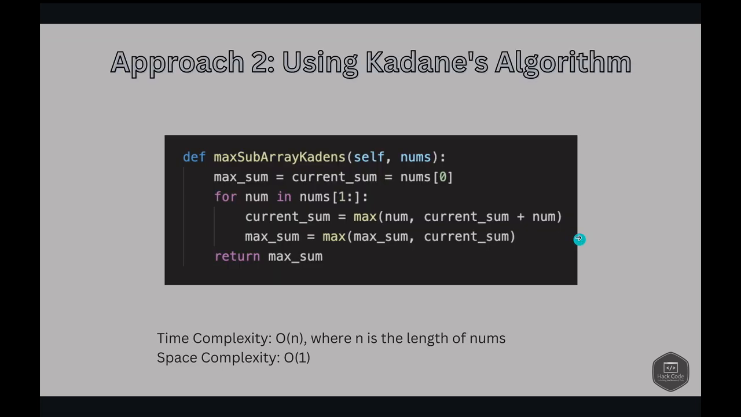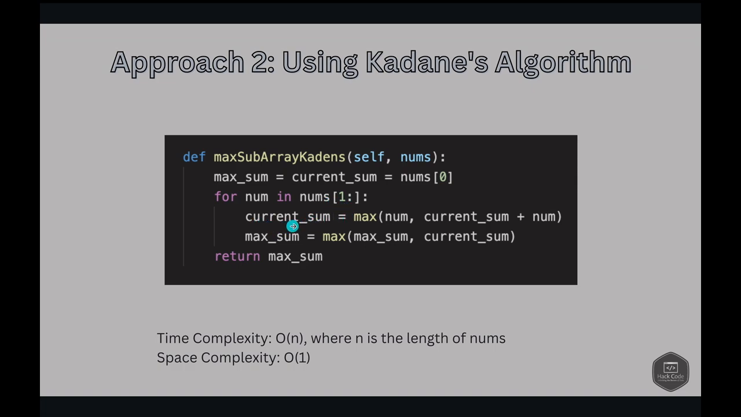It checks each number and decides whether adding it into the current sum benefits us or not. If it doesn't benefit, it starts a new sum. This brilliant yet simple logic brings down the time complexity to O of n, making it vastly superior. Let's look into the code. Similarly here, we initialize the maximum and current sum to nums of 0, and then we start iterating from the first index, not the first element.